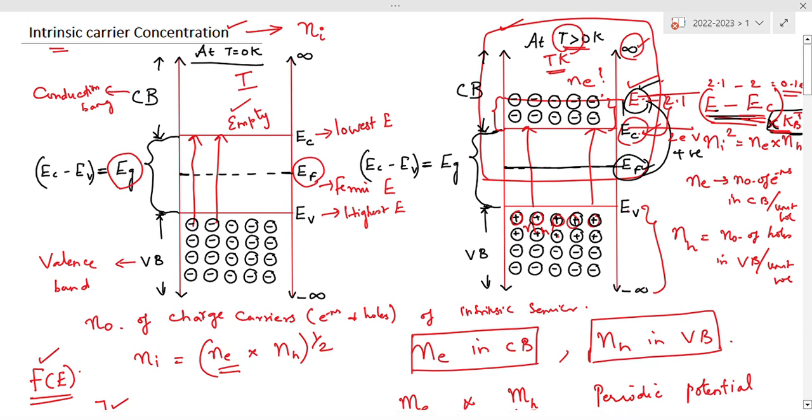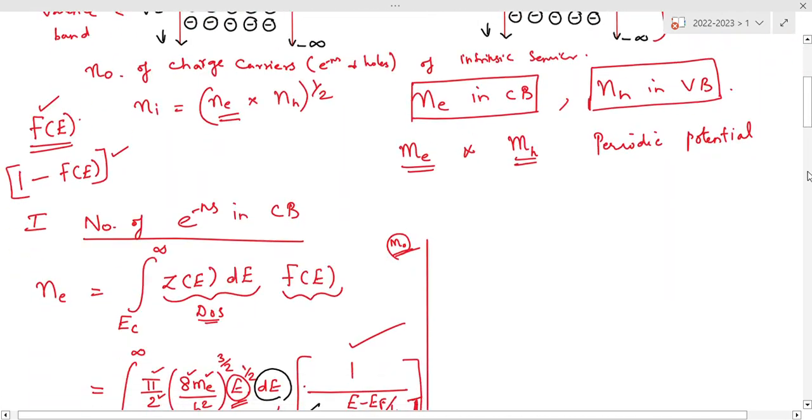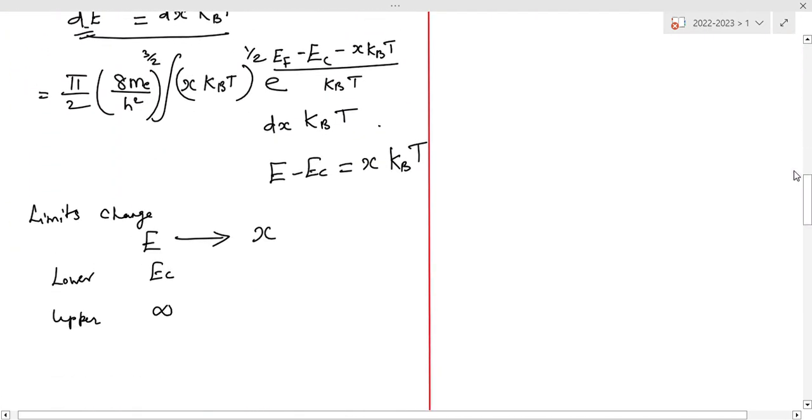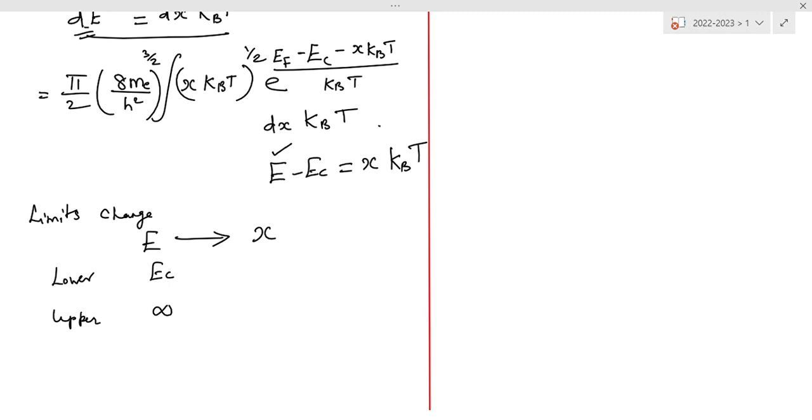When E is in the position of EC, then what is x kBT? Look at this. When E is in the position of EC, then there won't be any difference at all. Or mathematically we can also consider, when E is in the position of EC, then EC minus EC is 0. Therefore, x becomes 0 here. So the lower limit for x is 0, whereas previously the lower limit for E is EC.